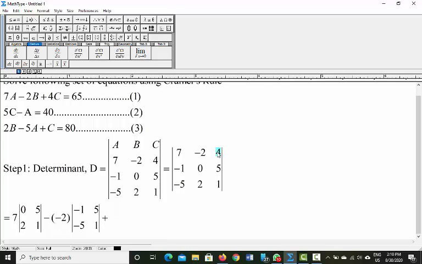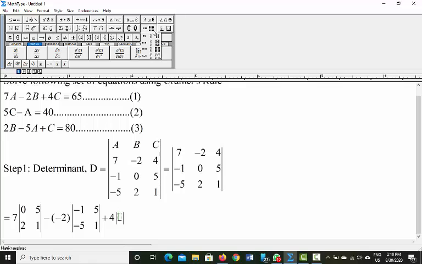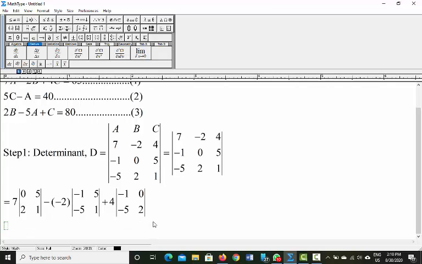Now we will take this one. This is in the first row, we will ignore the first row. This is in the third column, we will ignore the third column. So we will be left with minus 1 0 and minus 5 2. So minus 1 0 minus 5 2. Right.